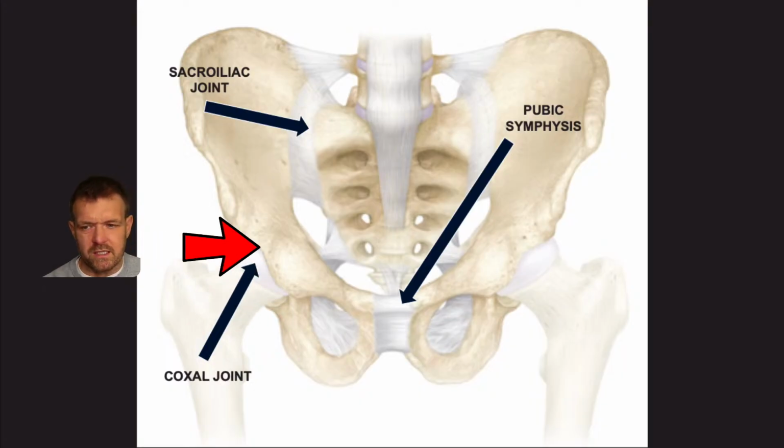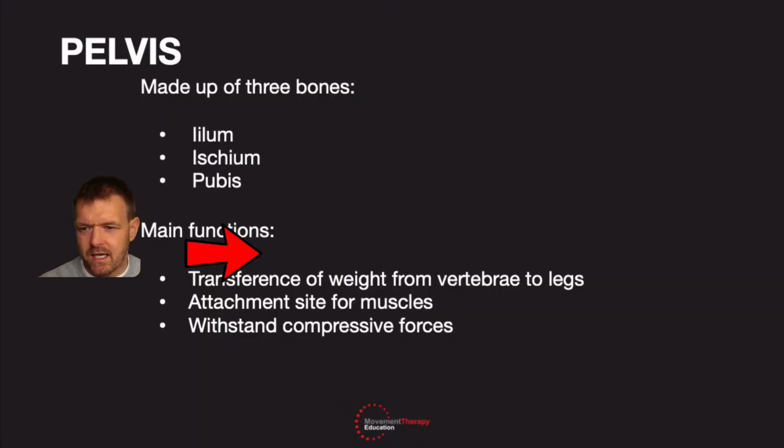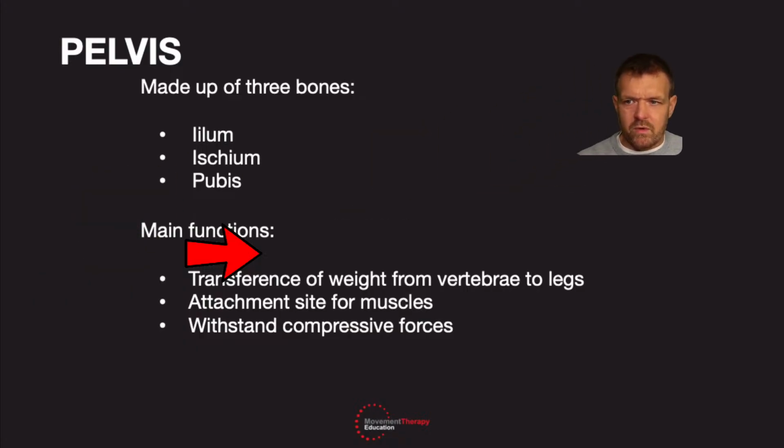So we'll start to add on the femur in a second, and when we get to the connective tissue, you'll see how those two start to link together. So your pelvis is made up of these three bones, which we've just looked at: ilium, ischium, and pubis. The main function of the pelvis is the transference of weight from the vertebra to the legs, and vice versa. Attachment sites for muscles.